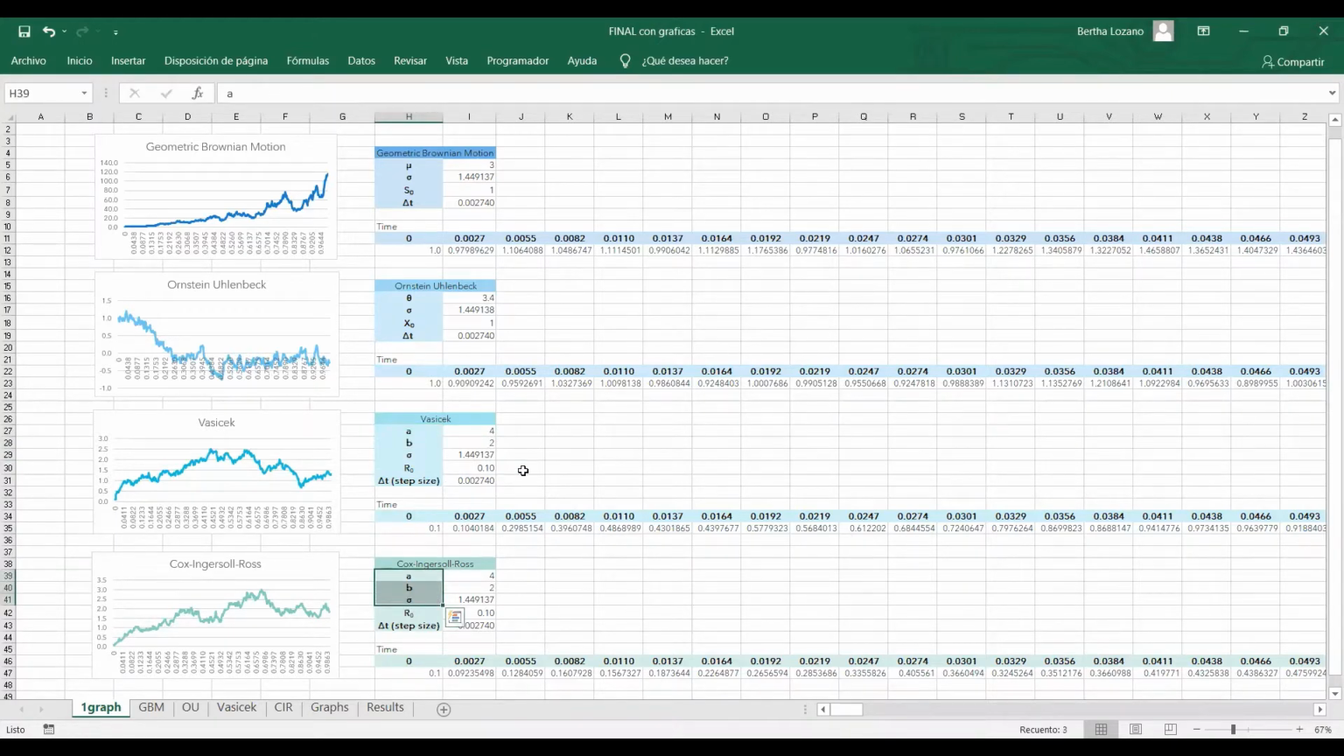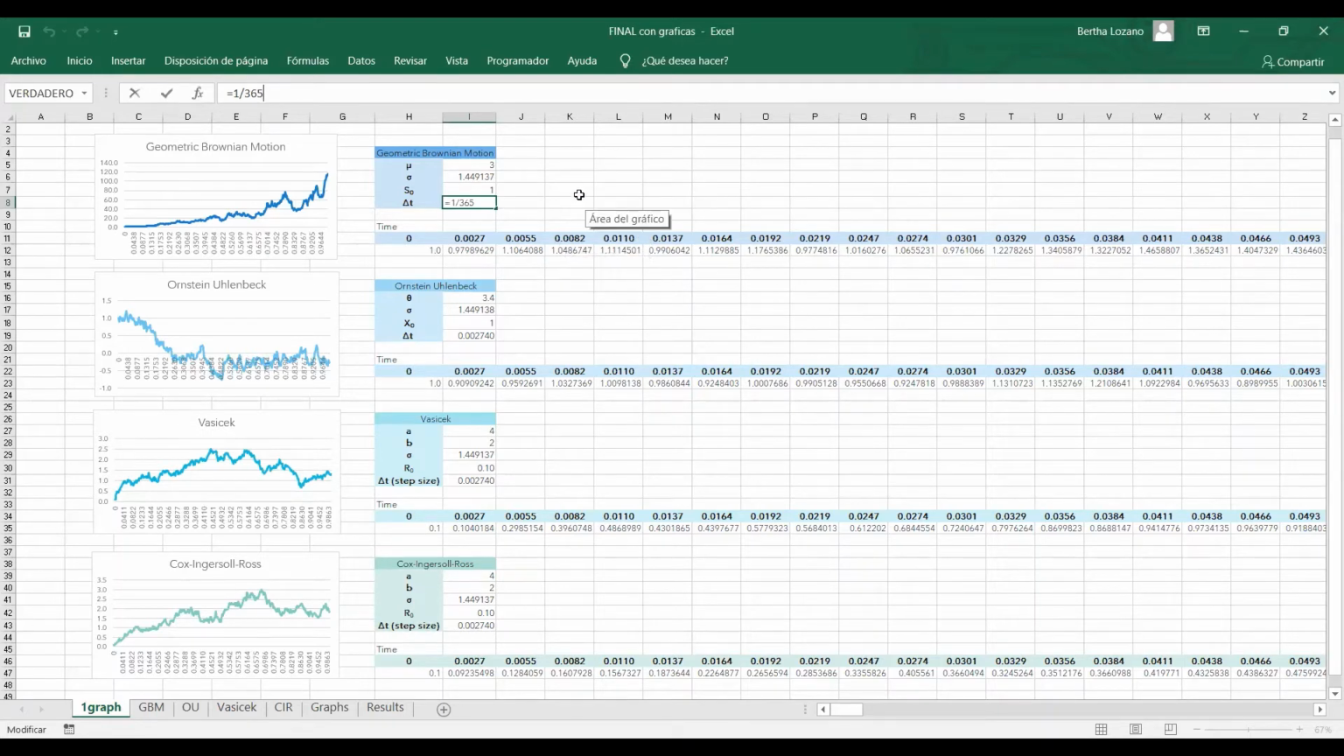The next thing we do is define the initial value of the process. In this case, we put 1 for geometric Brownian motion and Ornstein-Uhlenbeck, and 0.1 for Vasicek and Cox-Ingersoll-Ross. Then, we define the upper time value t and the number of subintervals n. We normally work with the time measured in years and steps measured in days. So delta t, that is precisely the division of these two, would be 1 divided by 365.